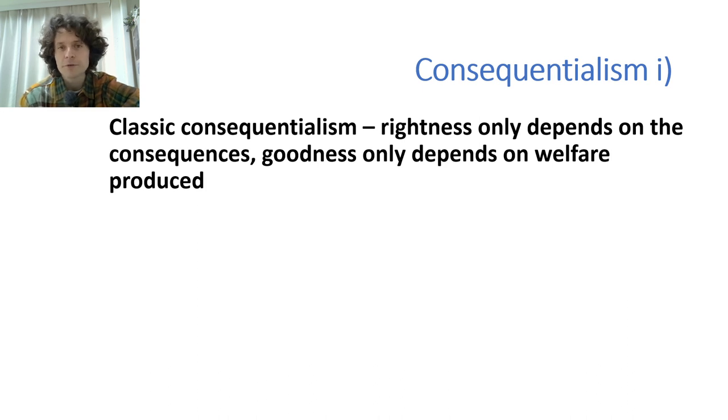Now, classic consequentialism, sometimes called utilitarianism, claims that rightness only depends on the consequences, and goodness only depends on the welfare. What does this mean? This kind of theory tries to give us some kind of general principle that we can follow when we are trying to act, and it helps us to decide how to act. The right action is going to be the one that brings about good results, good consequences. So the right action is going to be the one that produces a lot of welfare.